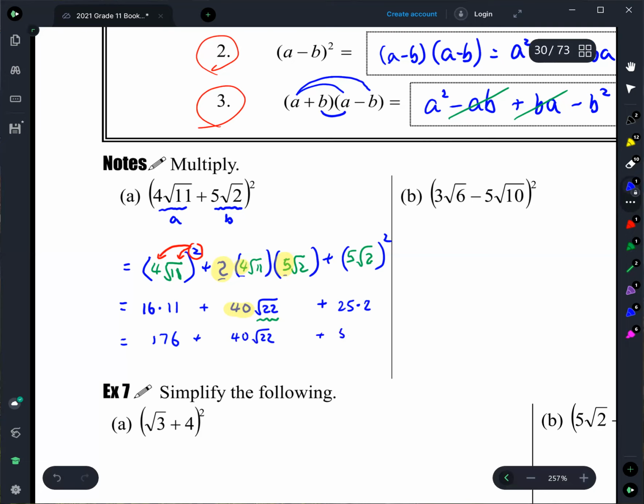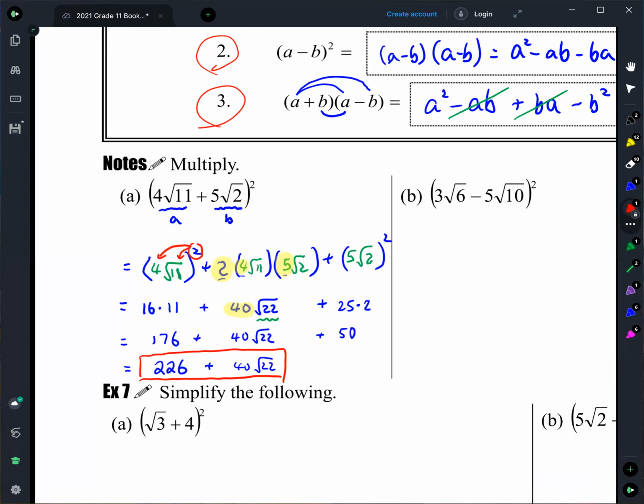25 times 2, that's 50. Okay, so now we combine the like terms. So now it becomes an adding question, right? So 40 square root 22 stays there, and then they add together. That should give you what? 226. Okay, so that's it. You cannot add them up because they are not like terms. So you would leave your answer like that.